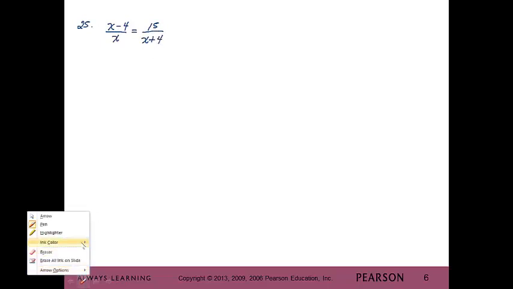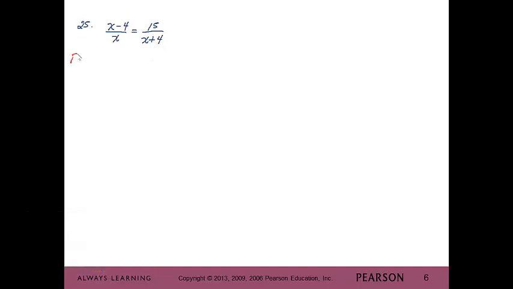Number 25, we have x minus 4 over x equals 15 over x plus 4. Let's start by finding our restrictions on our variables. So set each one of your denominators not equal to 0. So we have x cannot equal 0, and x plus 4 cannot equal 0. This one's already solved for x, so we're saying x cannot equal 0. Let's solve the second one, and we'll have x cannot equal negative 4. So here are our two restrictions on our answer.